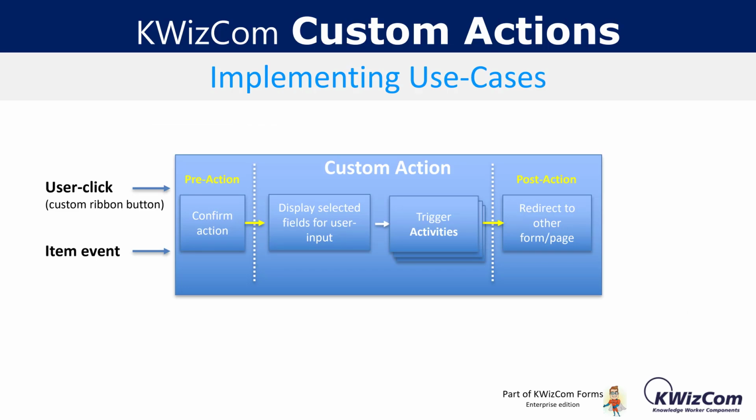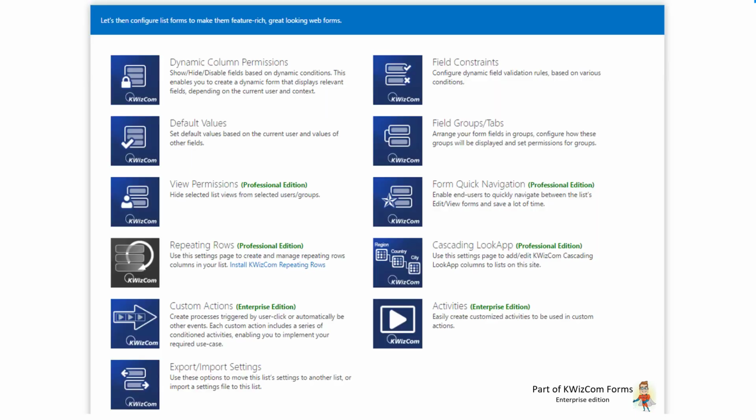A custom action is a workflow. It can be triggered either manually by a user clicking a custom ribbon button or automatically by an event such as item updated, item added, or item deleted. Once the custom action is triggered, it may display an initiation form for the end user to provide input for the custom action, and then call the included activities one by one, passing them their required parameters. At the end, it may redirect the user to a configured form or a page.